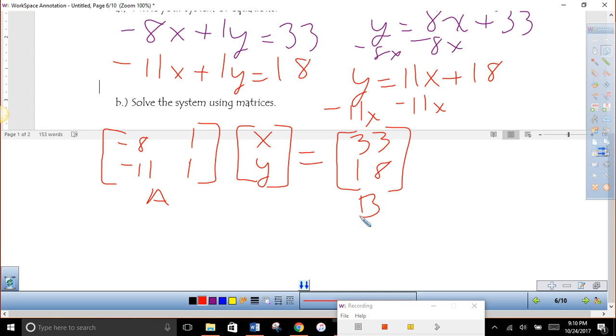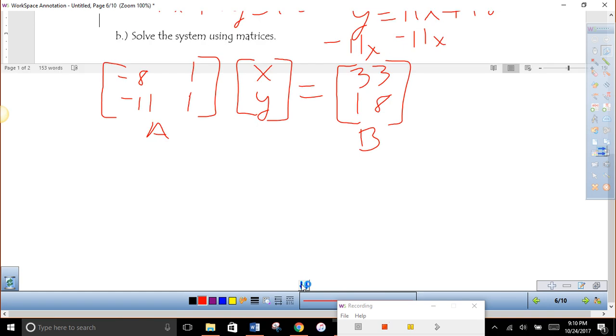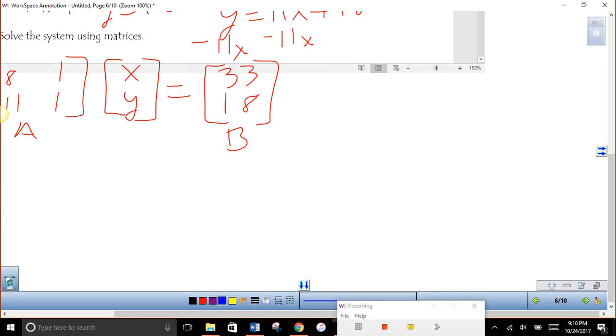And remember, what we want to try and do is we want to get my A inverse B. That is my goal here. Which means I need to figure out what A inverse is. So let's hop on over here real quick. My A is 8, 11, 1, 1 if I go down my column. So the first thing we need to do there is we need to find the determinant.